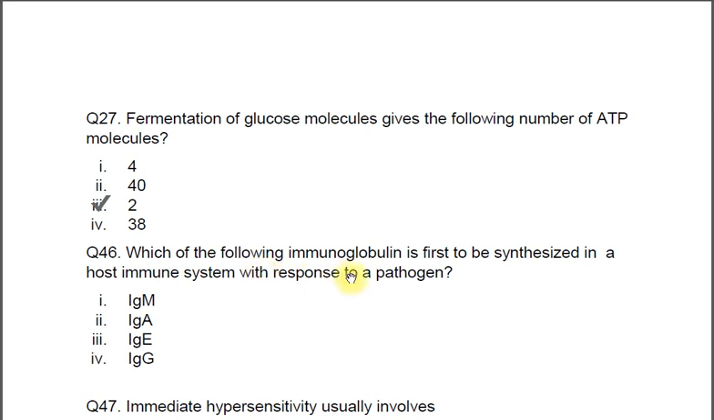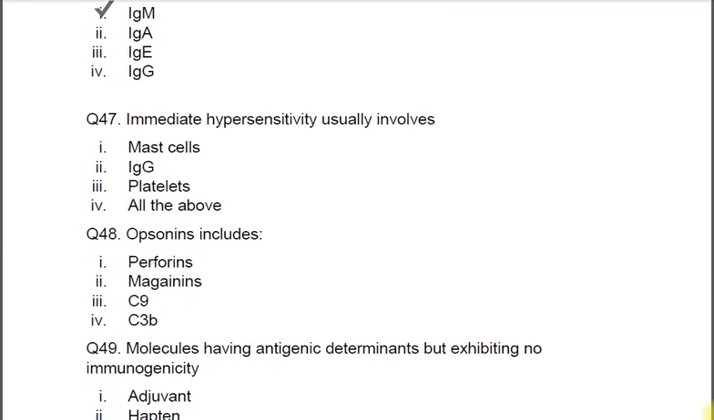Which of the following immunoglobulin is first to be synthesized in a host immune system with response to a pathogen? The options are IgM, IgA, IgE, IgG. The correct is the IgM. The IgM is the first antibody to appear in an immune response.